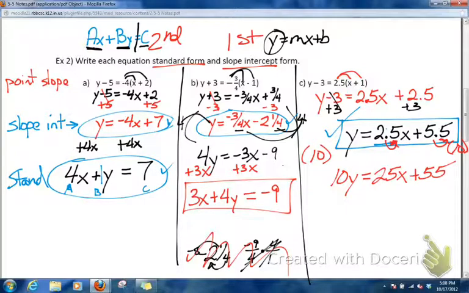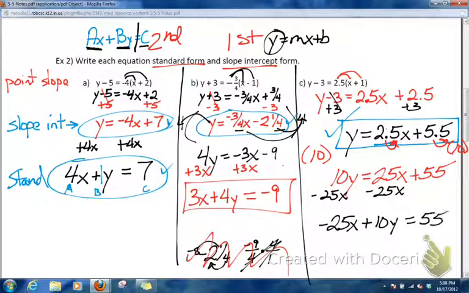So I've taken care of my decimals. The decimals are gone. Now I just need to move my x to the left so it's in the correct spot. So I subtract 25x. Now I have negative 25x plus 10y equals 55.